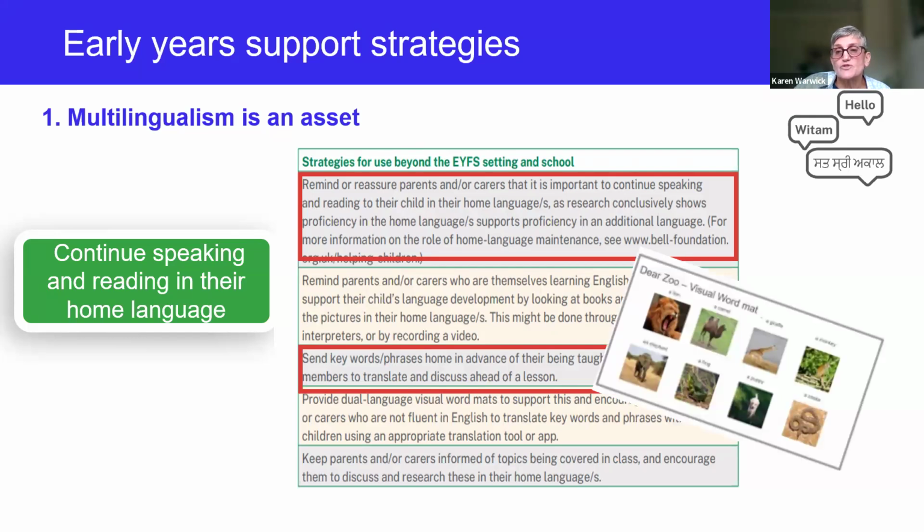She also decides to send home a Dear Zoo visual word mat to the parents so that the animal names of the story can be translated, and therefore Sadia is sitting listening to her story with much more knowledge of the vocabulary that she's hearing. So the teacher can see that Sadia's parents are very keen and they are very grateful that they are being informed about what topics are being covered so that they can help their daughter.